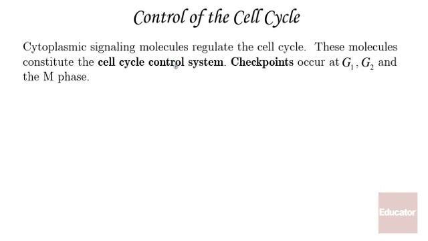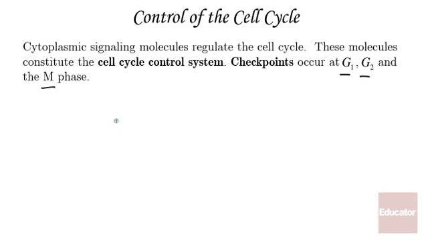Its name tells you what it does: it controls or regulates the cell cycle. There are checkpoints in the cell cycle, and these occur at G1, G2, and M phase. Checkpoints are points where the cell stops and waits for a go-ahead signal.